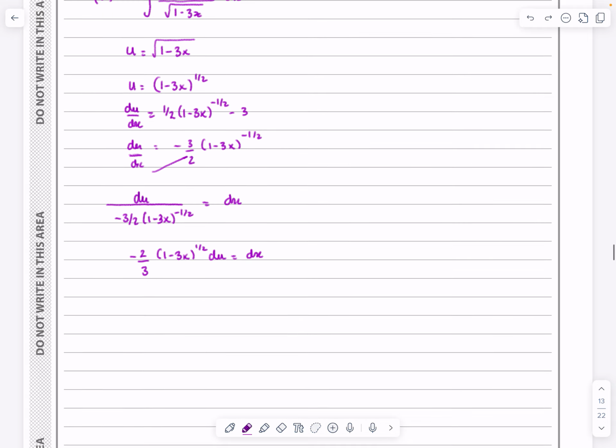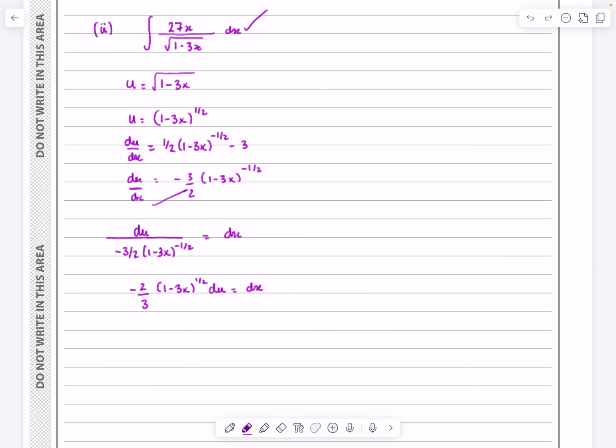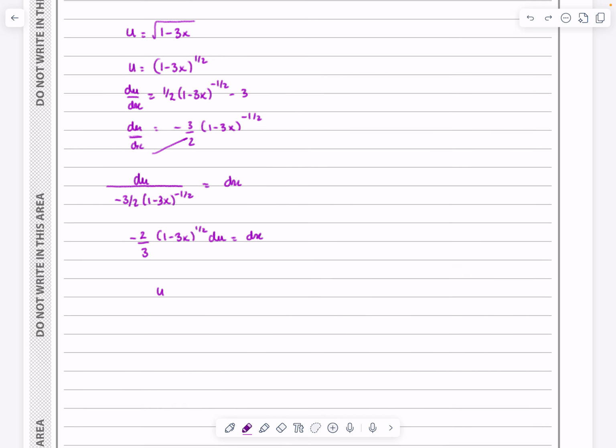Okay, so now I just focus on changing the 27x. So that bit I do have to do. So let's go back and remind ourselves. Substitution was square root of 1 minus 3x. I need to get 27x. So if I need to get 27x, let's square both sides. And then I can rearrange to get 3x equals. So 3x is 1 minus u squared. And then 27x, multiplying by 9 here, 27x is equal to 9 lots of 1 minus u squared.